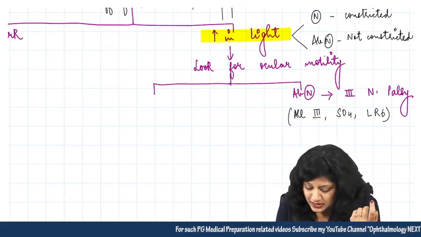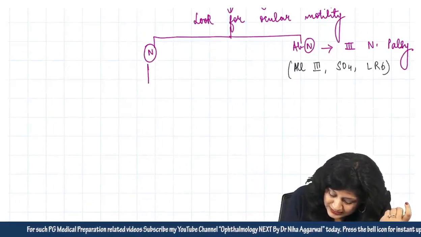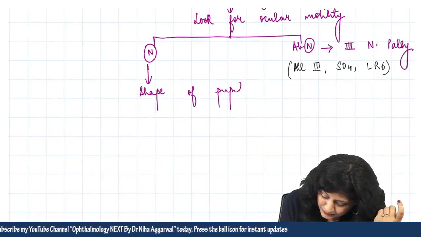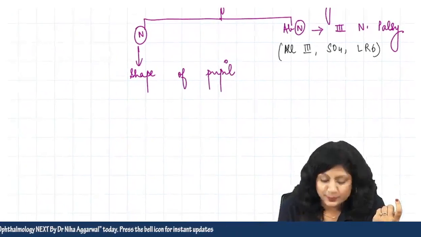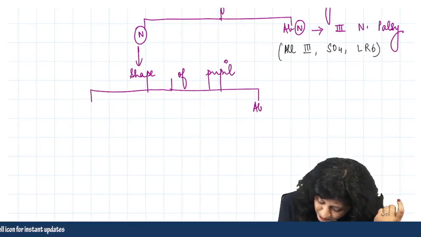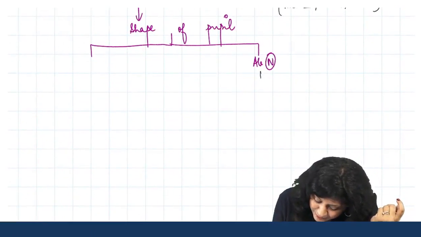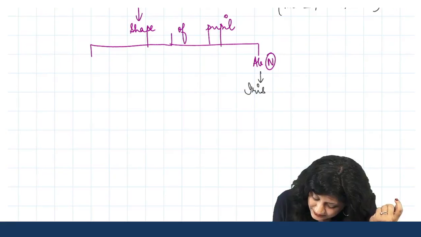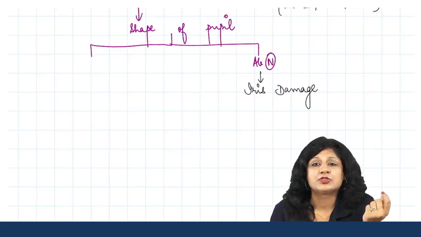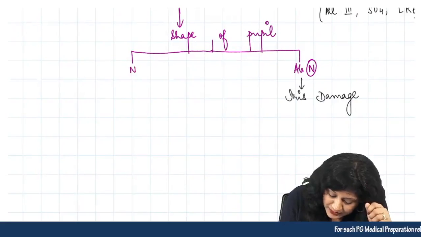Now if I am having normal ocular motility, then I have to look at the shape of the pupil. Again we have two options, whether it is normal or abnormal. If the pupillary shape is abnormal, then I will suspect iris damage. So we can have trauma, surgical trauma or blunt trauma, due to which the iris damage is there. But if you still have the normal shape of the pupil, now what are you going to do?